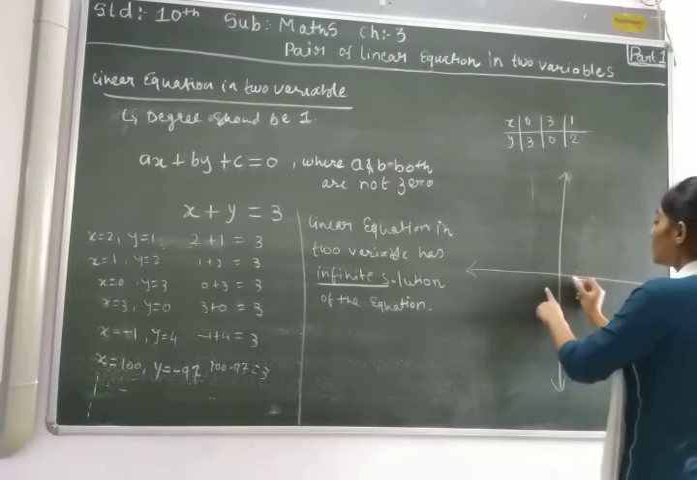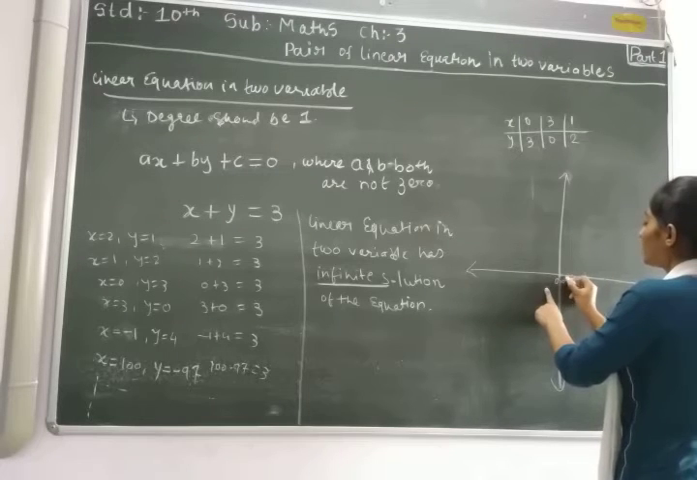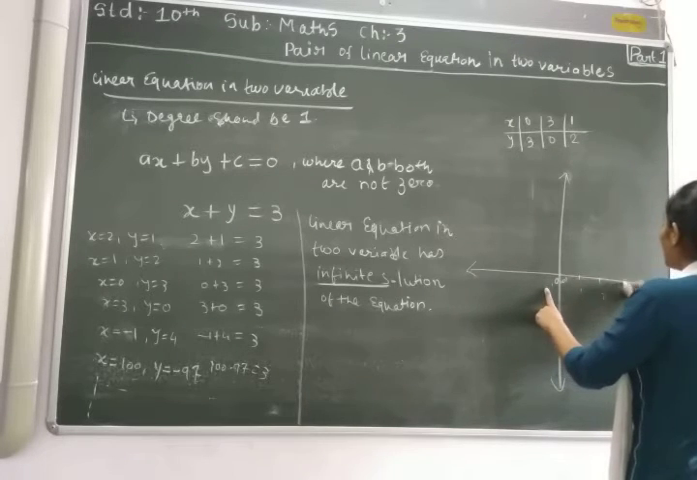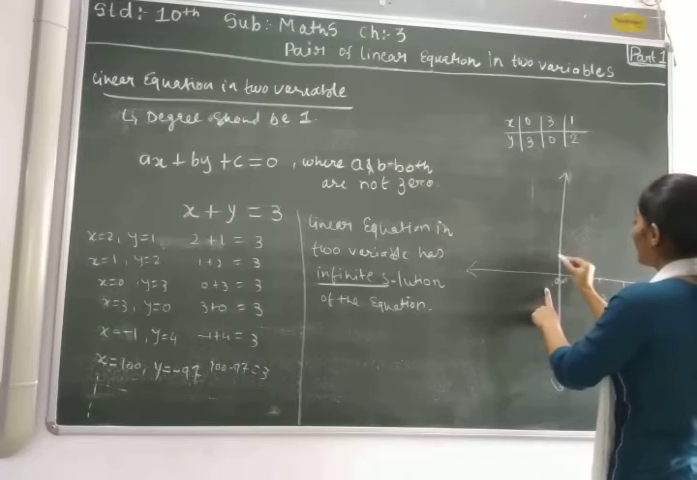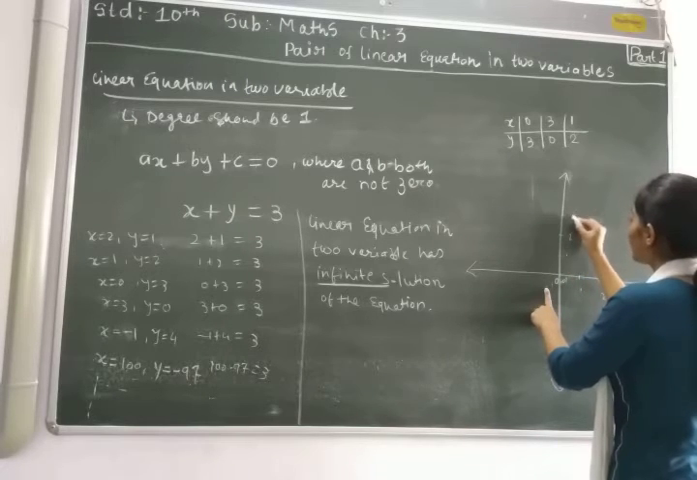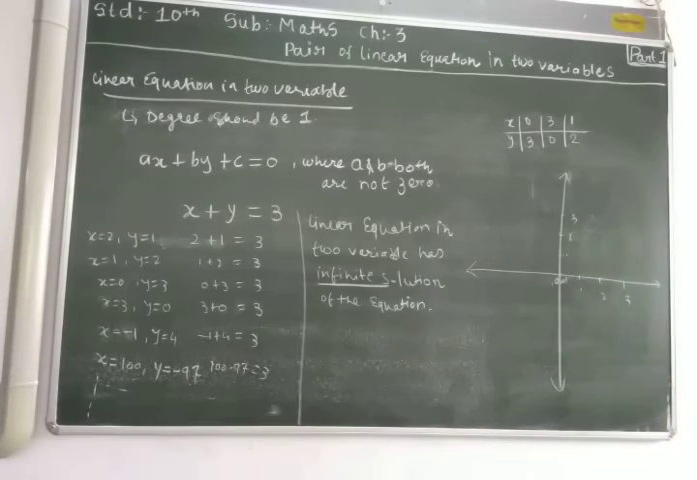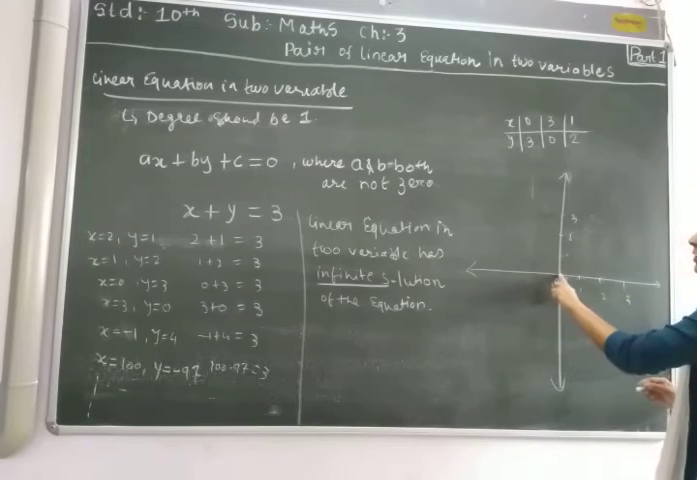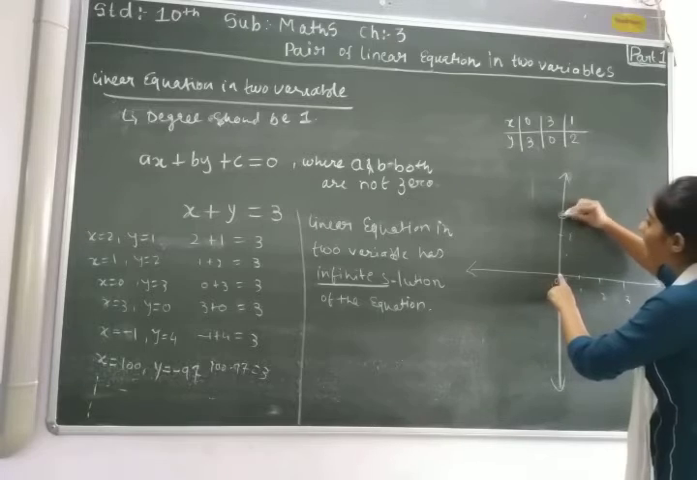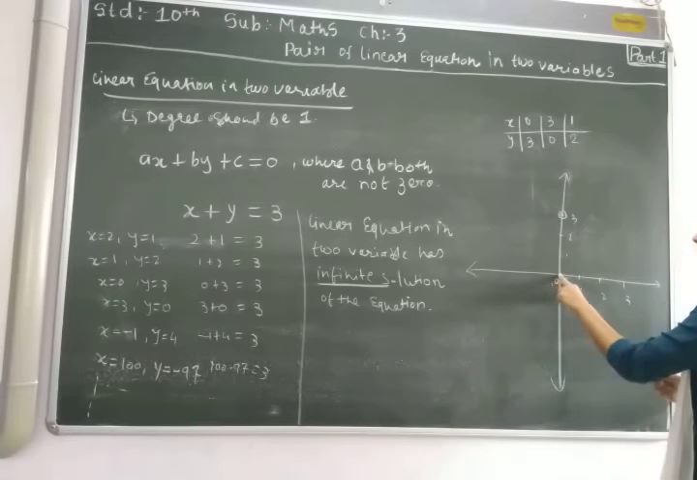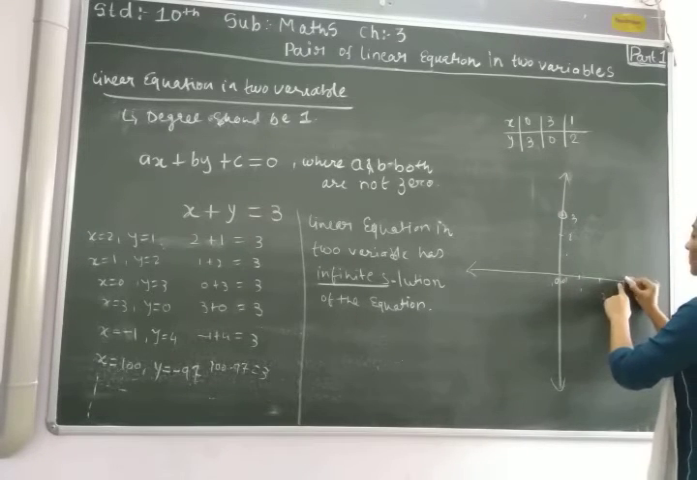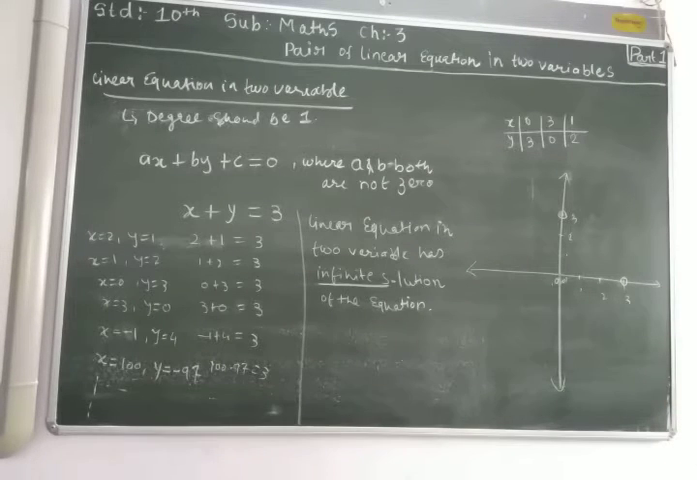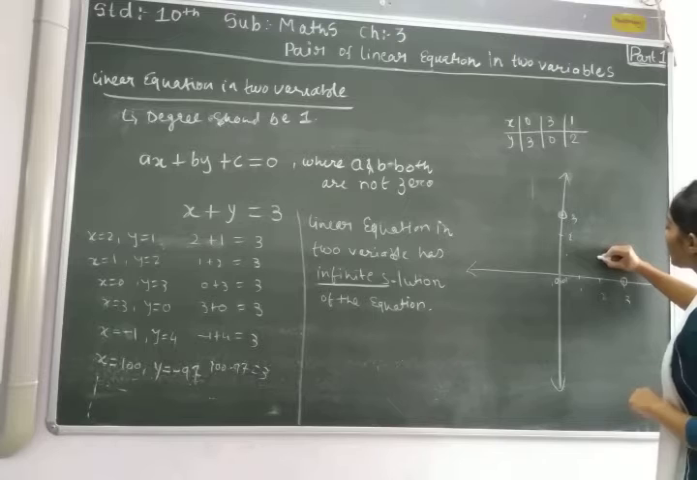Now, just draw here 0, 0, 1, 2 and 3. There is no negative value, so I am not including it. First, x is 0, then y is 3. x is 3, then y is 0. When x is 1, then y is 2. It means somewhere over here.